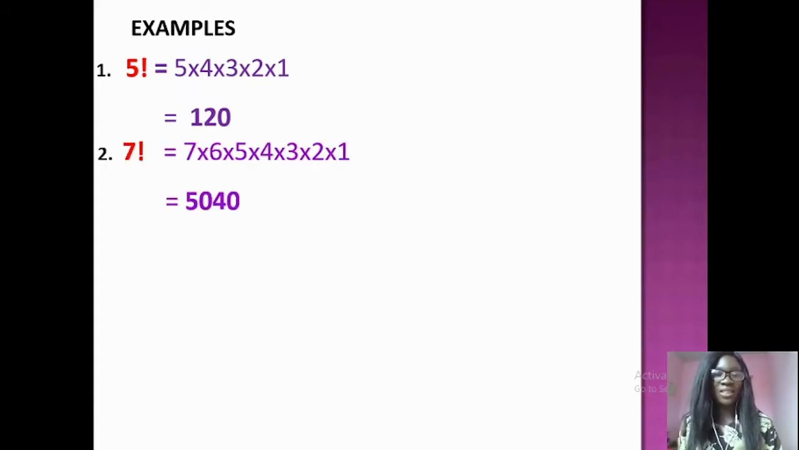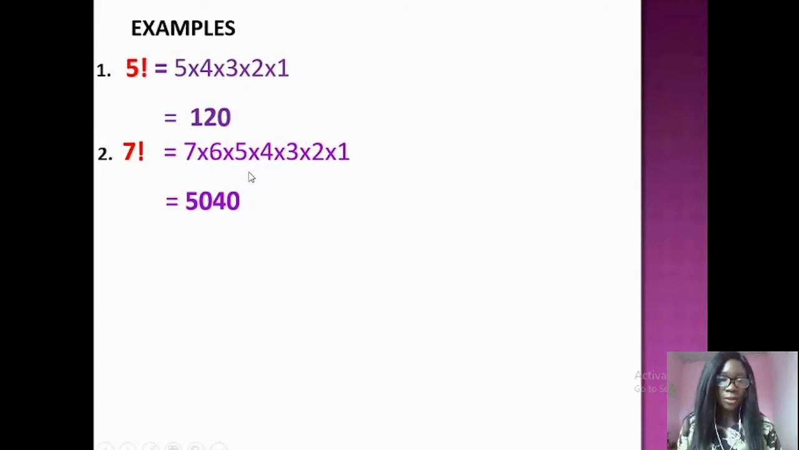Let's see the next example. 7 factorial, the same thing. 7 times 6 times 5 times 4 times 3 times 2 times 1. We'll stop there, and if we count our numbers, it's up to 7. This is 1, 2, follow my cursor, this is 3, 4, 5, 6, 7. And if we multiply these numbers very well, you're going to have 5,040. So the truth is, you're going to have a large number depending on your value of n. If your value of n is large, you're going to have a very large number.